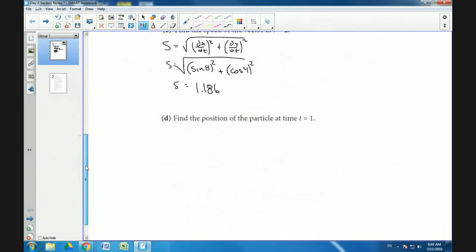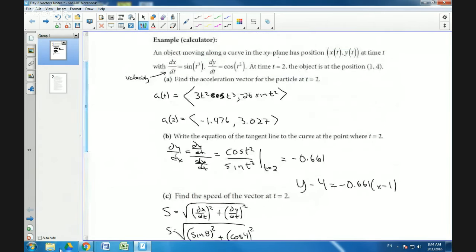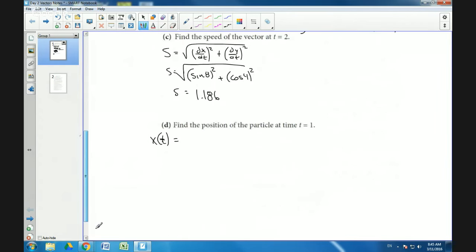Let's calculate the position of the particle at time 1. This is the one I really want to focus on. We're given the derivatives, right? How do we get back to position? Yeah, great. But we have to have our initial condition, remember that. So at time 2, we're at (1, 4). Note that. We're asking for time 1. We're actually going backwards.